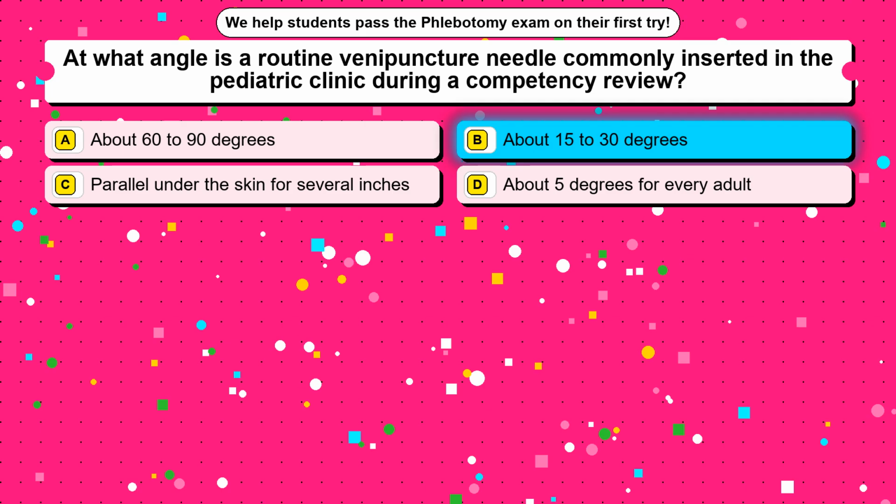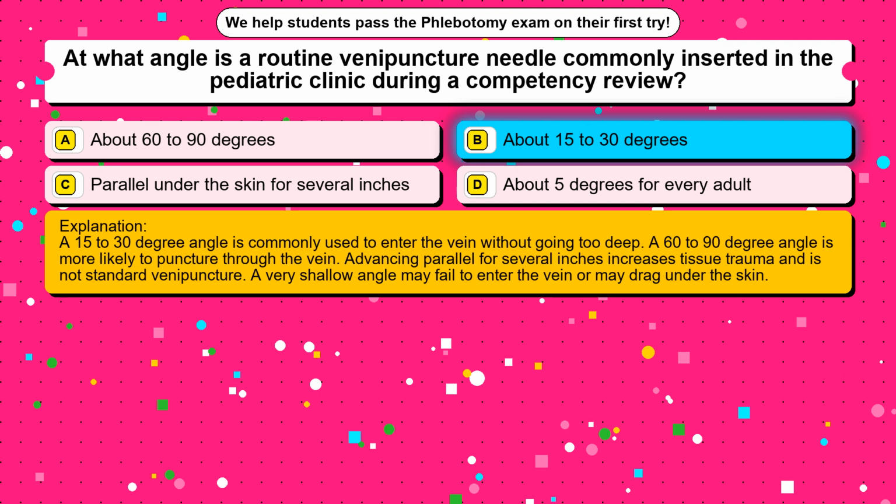The correct answer is option B, about 15 to 30 degrees. A 15 to 30 degree angle is commonly used to enter the vein without going too deep. A 60 to 90 degree angle is more likely to puncture through the vein. Advancing parallel for several inches increases tissue trauma and is not standard venipuncture. A very shallow angle may fail to enter the vein or may drag under the skin.